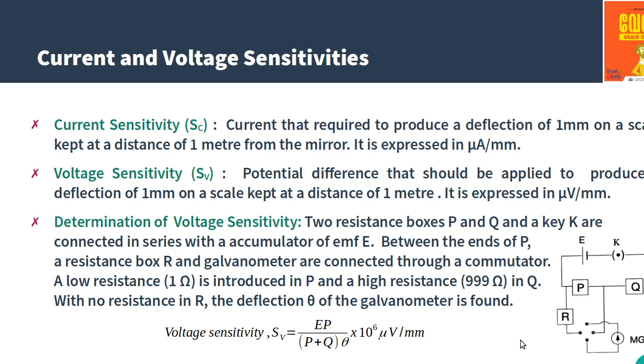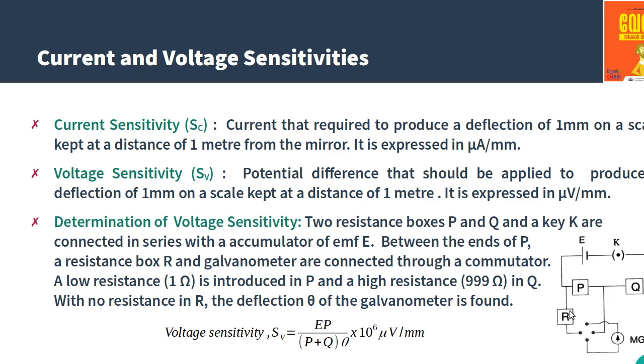The commutator we are connecting to the moving coil galvanometer. This is the connection arrangement here. The reason we are arranging it like this is that we want to take only the portion of the PD which is acting across P to be fed to the galvanometer. That's why we are doing the connection like this.